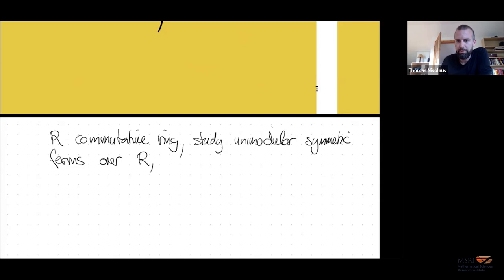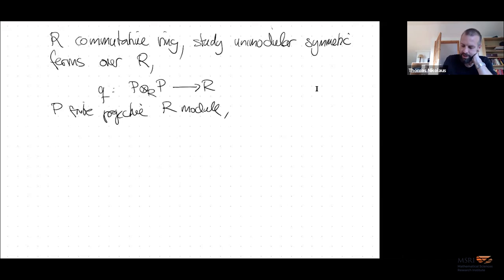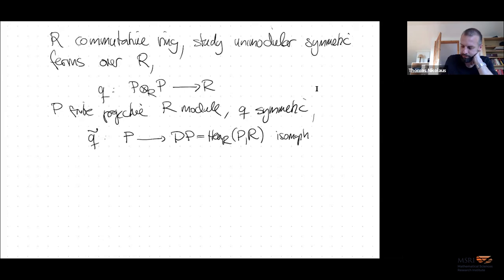What does that mean? I have a bilinear form, P tensor over R P to R, where P is a finite projective R-module, and Q is symmetric. That's what a symmetric bilinear form would be. Then it's unimodular, which means the adjunct of that map, the induced map from P into the dual of P, which is just R-linear Homs from P to R, is an isomorphism. So it's like non-degenerate. And that's, of course, been studied a lot algebraically.